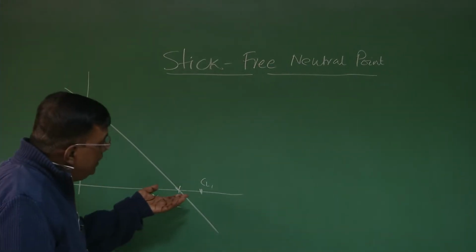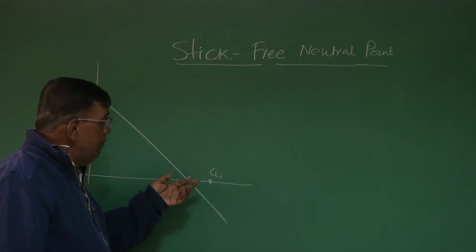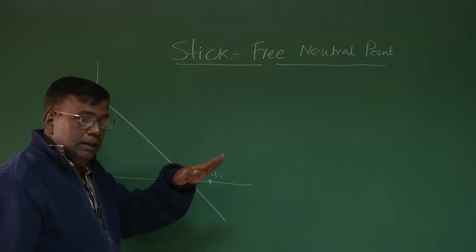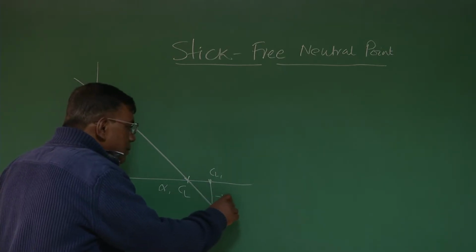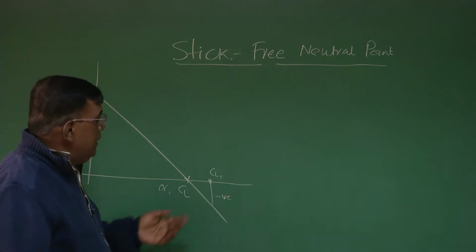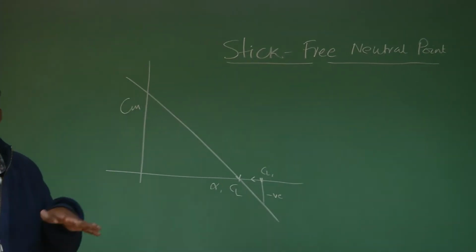From the static stability of the airplane, the moment you try to change the CL, that means you want to change the angle of attack, then it will automatically generate a negative moment because it is statically stable, right? So, it will have a tendency to come back to the original CL at which it was flying.